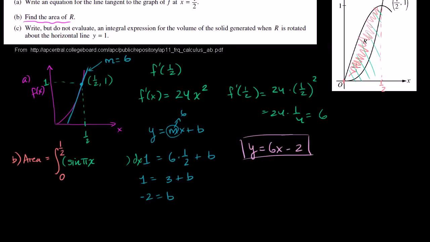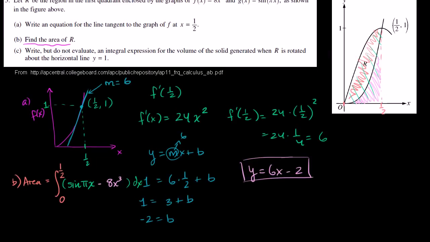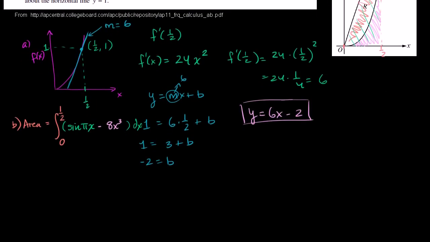But what we need to do is subtract out the area underneath f of x. We need to subtract out the area under that. So we just subtract from that f of x. And f of x, we already saw, is 8x to the third power. And now we can just evaluate this. It's getting a little bit messy, so I'll just do it down here.